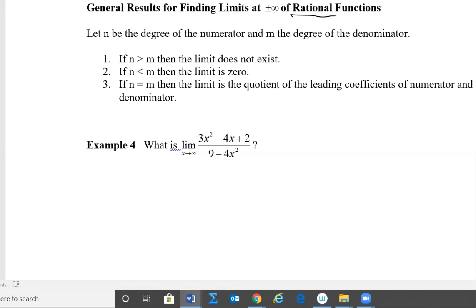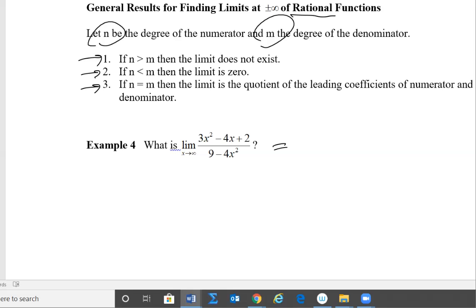When you're finding limits at infinity, notice the degrees. We have 3 cases here. The way I've got it here, n is the degree in the numerator, and m is for the denominator. If the numerator's degree is bigger, then the limit won't exist. If the numerator's degree is less, then the limit is 0. If the degrees are the same, then the limit will be the quotient of the leading coefficients of the numerator and denominator.